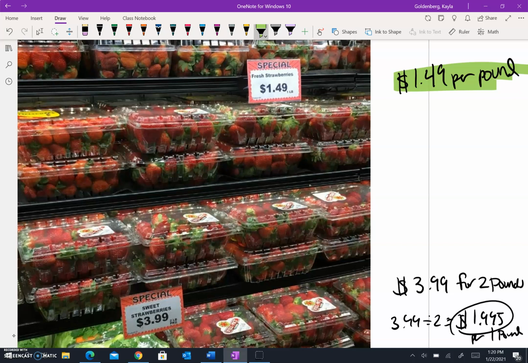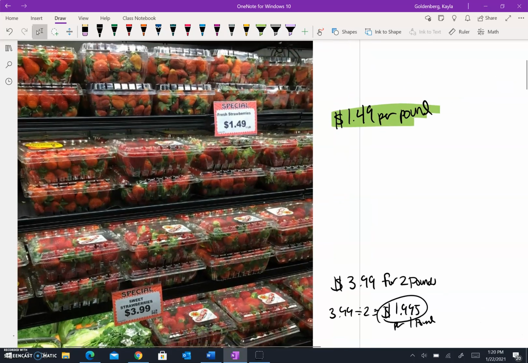Another way some students have compared is they'll take the price for the 1 pound, the $1.49, and double it, and that doubled is $2.98, and they'll say the $2.98 for the 2 pounds is cheaper than the $3.99. So both methods are perfect. Both methods get you to the same place.